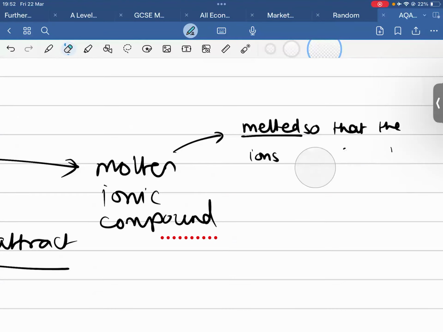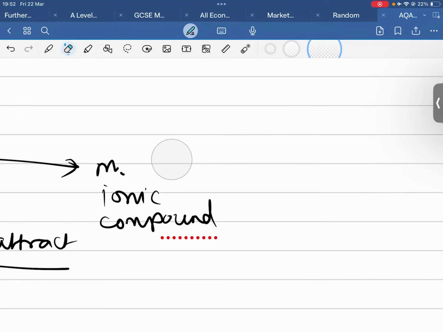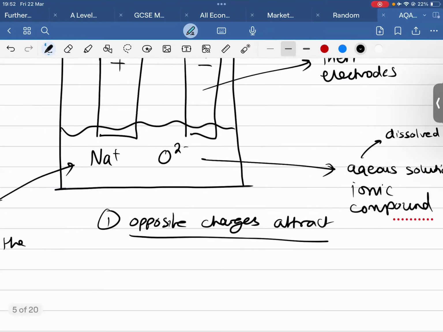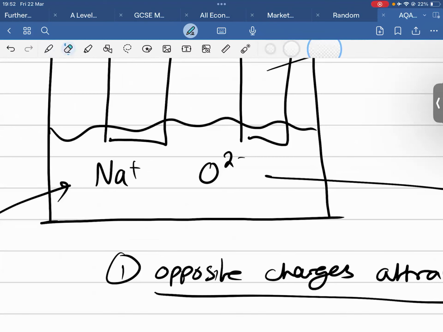But the next thing is that we might also do another version. Instead of melting it, we might choose an aqueous solution of an ionic compound. They might say aqueous, or they might say solution, or they might say both. So aqueous just means dissolved in water. But this makes it a little bit harder because let's say we're doing it for sodium chloride solution.